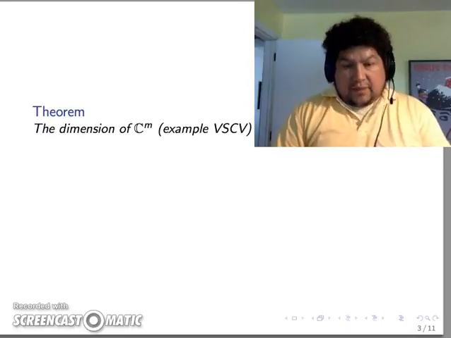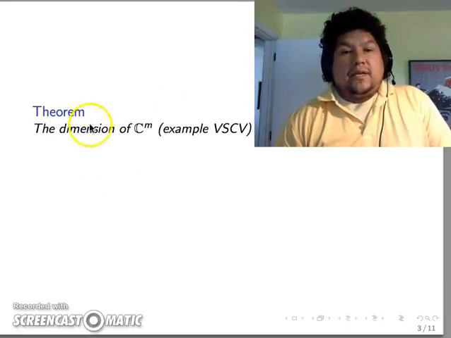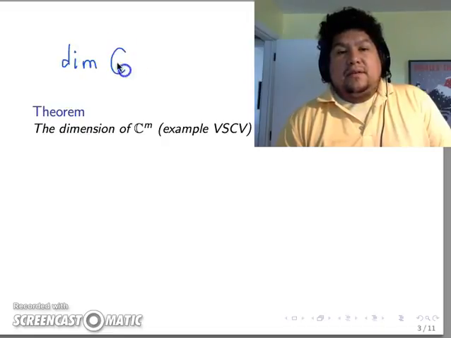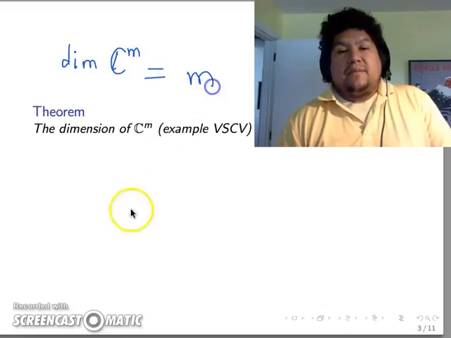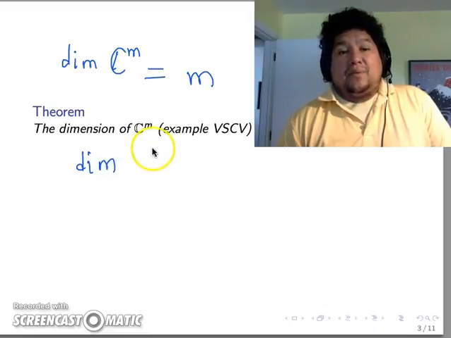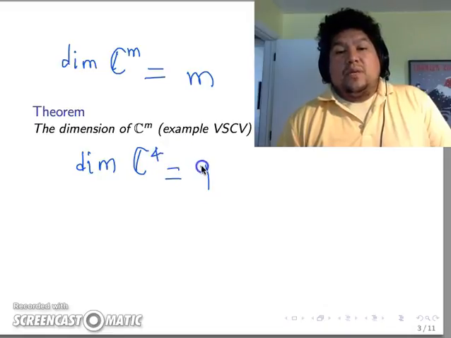And so there are some examples. We would say that the dimension of C^m, the vector space of column vectors with m entries, is m. So in other words, if we want to have an example of this, the dimension of C^4 would be 4.